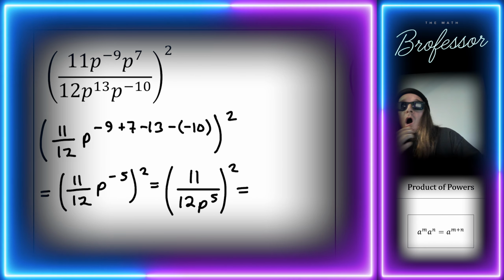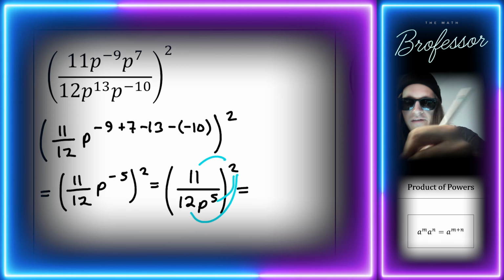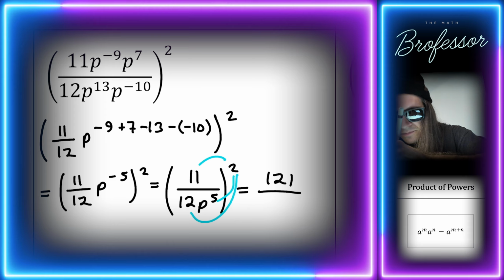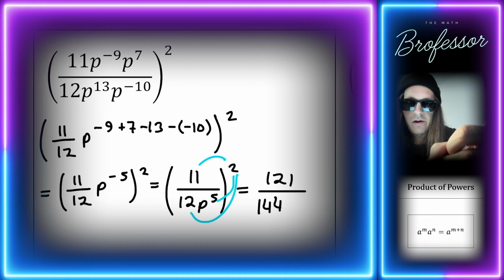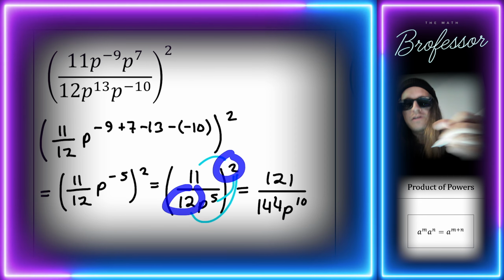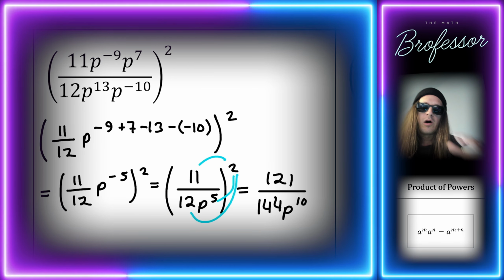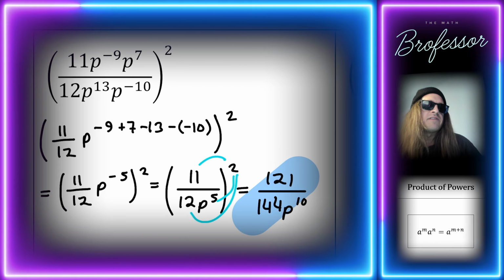All right, you're going to square everything in the parentheses now. 11 squared is 121. 12 squared is 144. As far as the p goes, you are multiplying the 5 and the 2 because they're exponents, and that is 10. So notice the difference between what happens here. You square the 11, you square the 12, but you multiply the 5 and the 2. It all depends because 5 is an exponent, 11 and 12 are not. I don't want to see 22 over 24, right? I don't want to see 11 times 2 and 12 times 2. It's 11 squared and 12 squared.